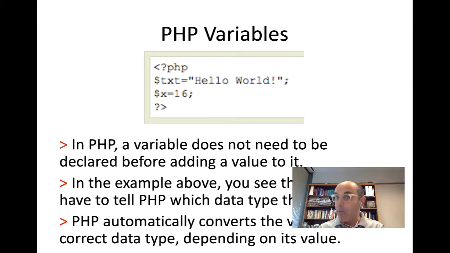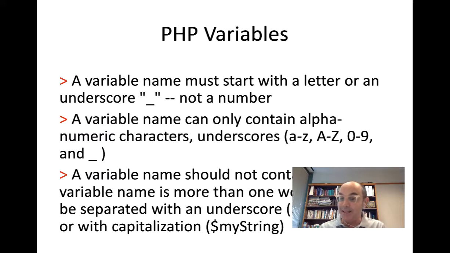Again, two examples of text and numerical value that we can apply when we are talking about variables. So in PHP, variables do not need to be declared before adding a value to it. So in the example above, you can see that they do not have to tell the PHP which type of data the variable is. So again, the PHP automatically converts a variable into the correct data type depending on its value. And this is important.